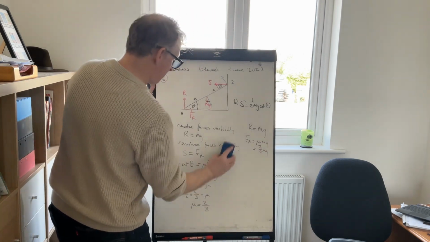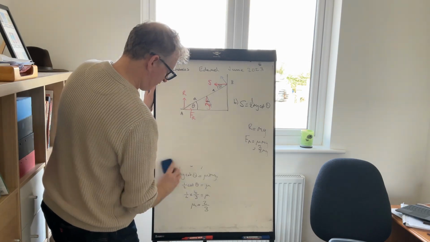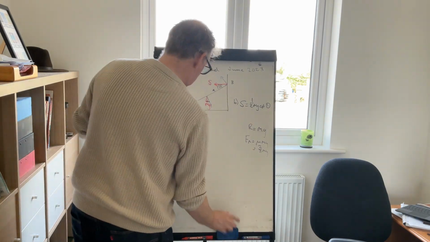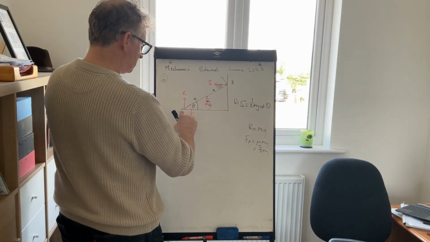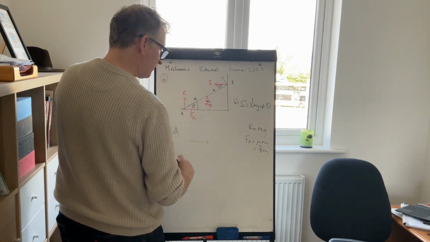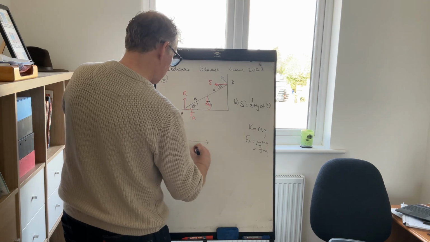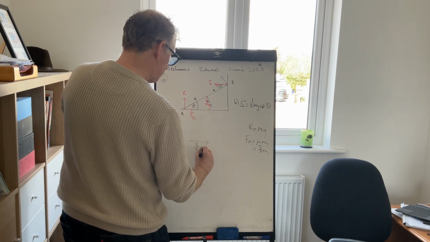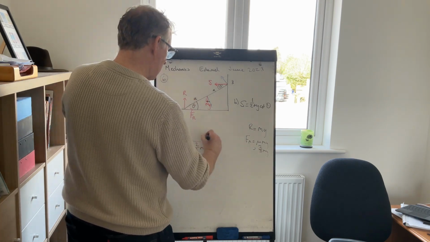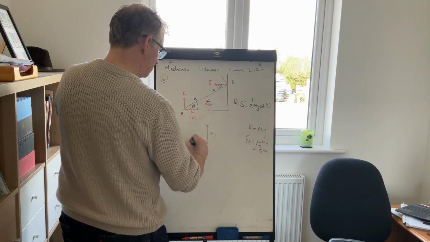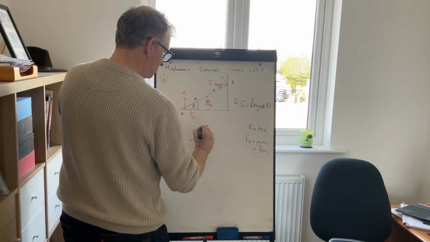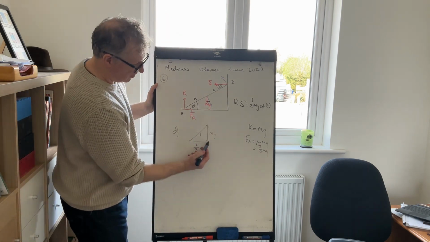Okay, so part D. Two forces: friction going this way, 2/3 mg, and reaction going up that way, mg. So the resultant force is that force there, a little force triangle if you like.